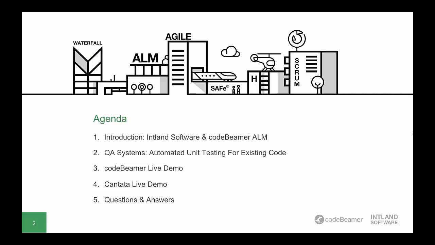This will be followed by a QA Systems presentation. Matt will first talk about the challenges of testing and compliance, and then he will extensively cover the topics of test automation, test coverage, and traceability. After this, we'll move on to live demonstrations of both Codebeamer and Cantata. The demo will also showcase the seamless integration between these two tools to help you understand how automated testing with these platforms works out in practice. After the demo, we'll have some time for a questions and answer session.